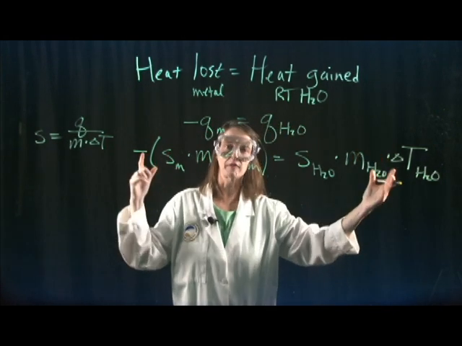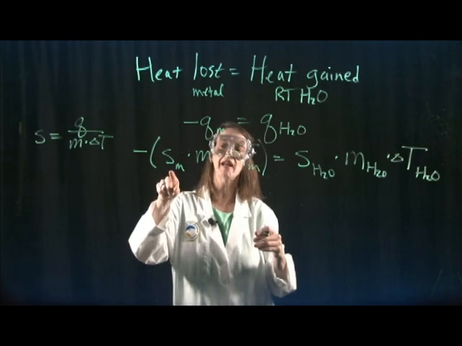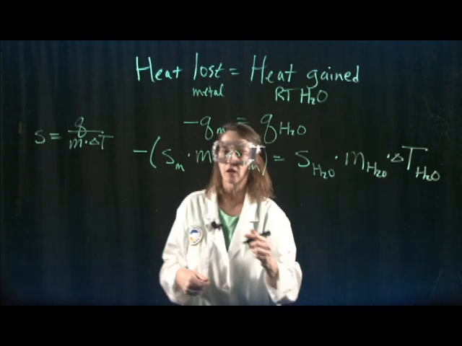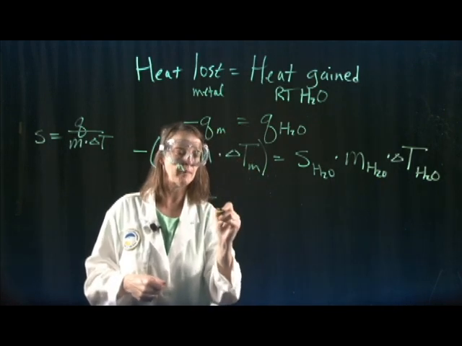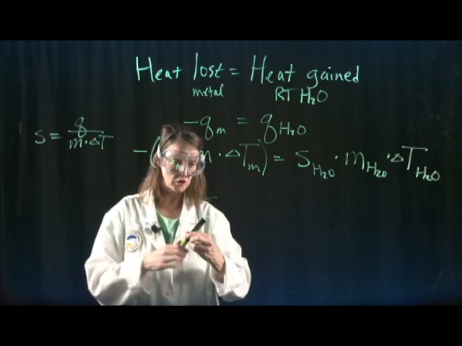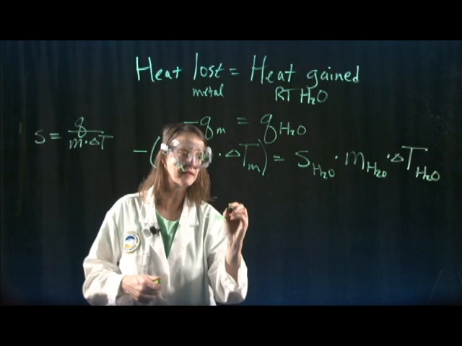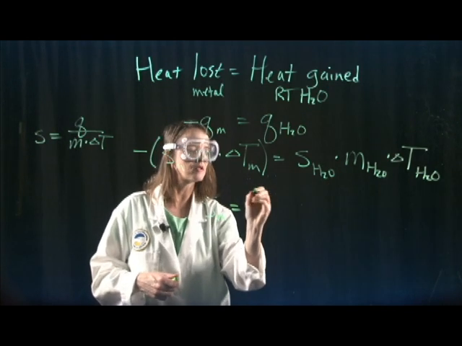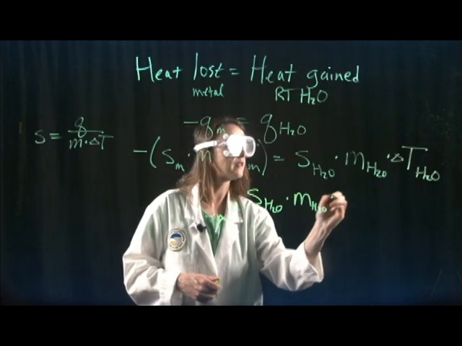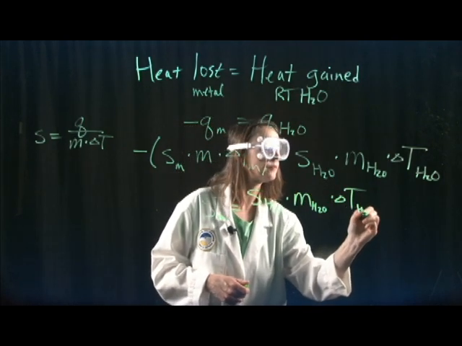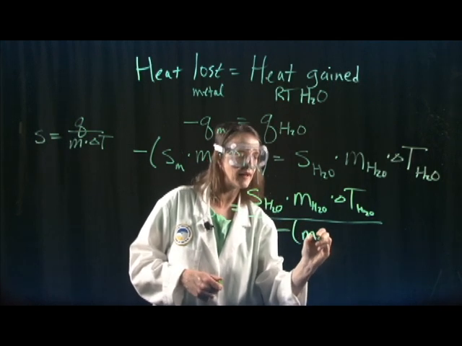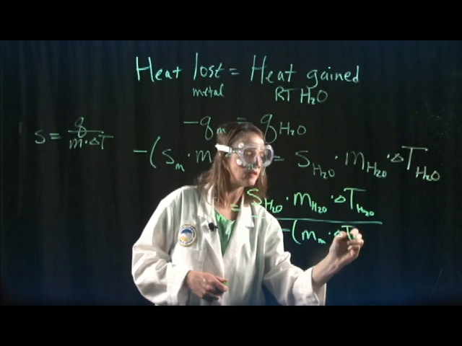We are going to be able to measure everything in this equation except for the specific heat capacity of the metal, which we can determine from here. The specific heat capacity of the metal, let me change out here with my pen, is going to equal the specific heat capacity of water times the mass of water times the delta T of water, divided by the negative mass of the metal times the delta T of the metal.